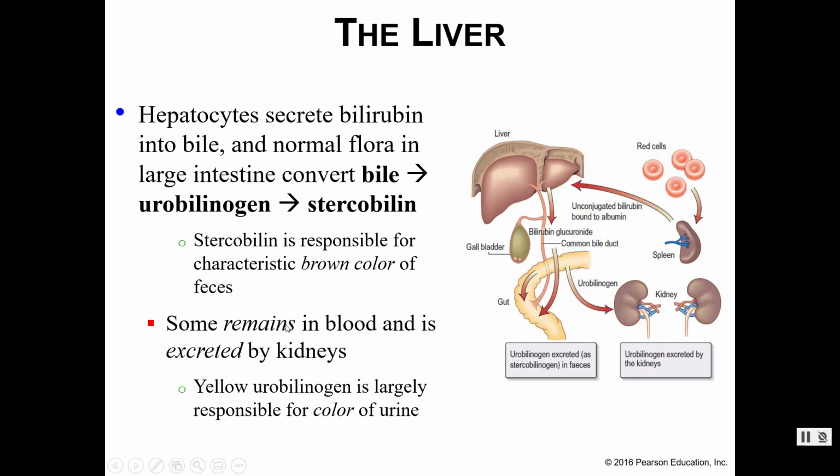Some of the bilinogen stuff remains in the blood, and it can get excreted by the kidneys. The urobilinogen specifically is yellow, which is why your urine is yellow. So you may or may not have ever wanted to know why your feces were brown and your urine was yellow, but now you know, and you are ready for Jeopardy!